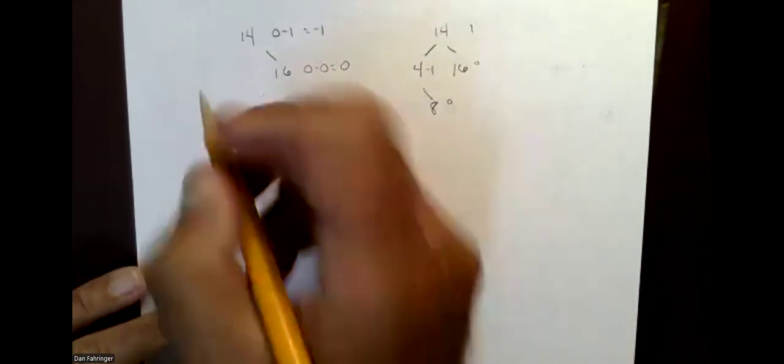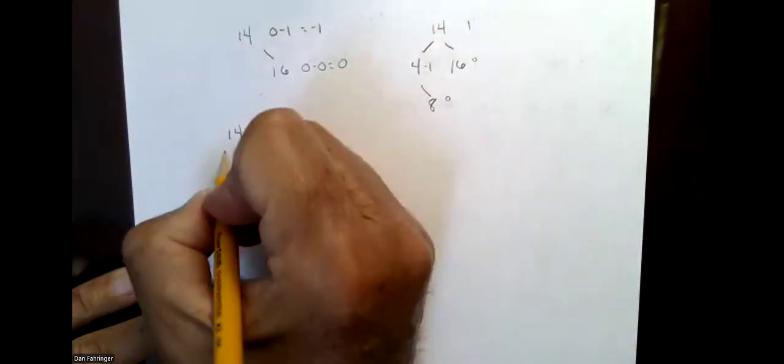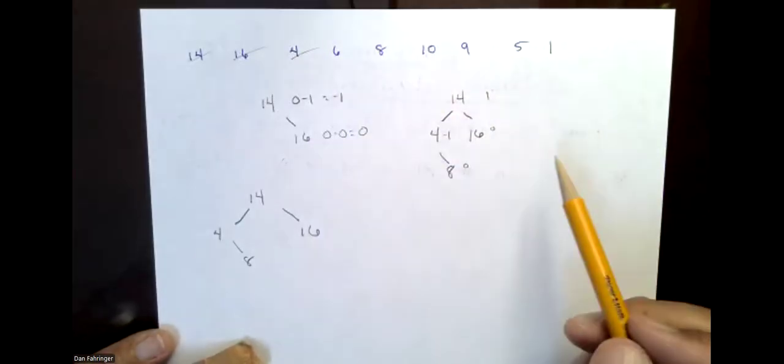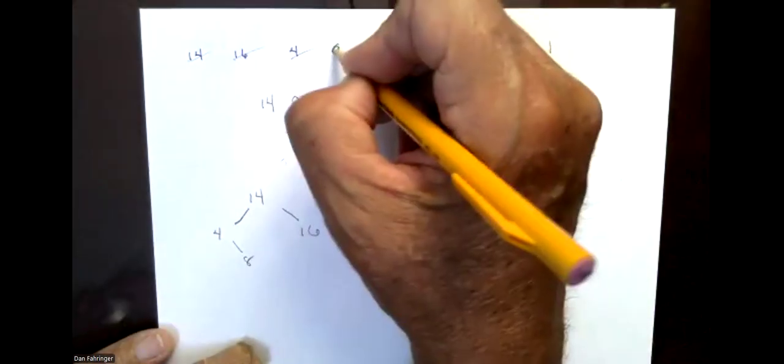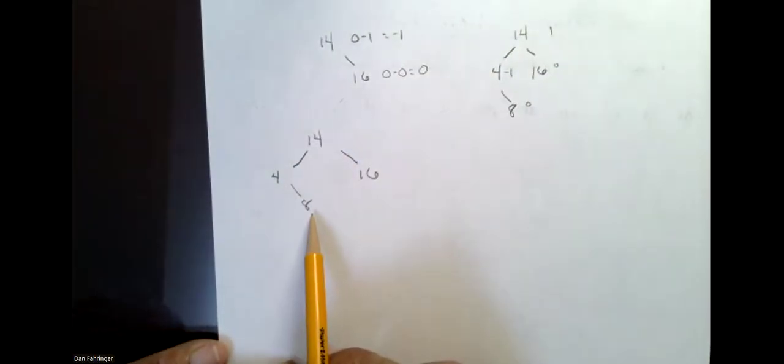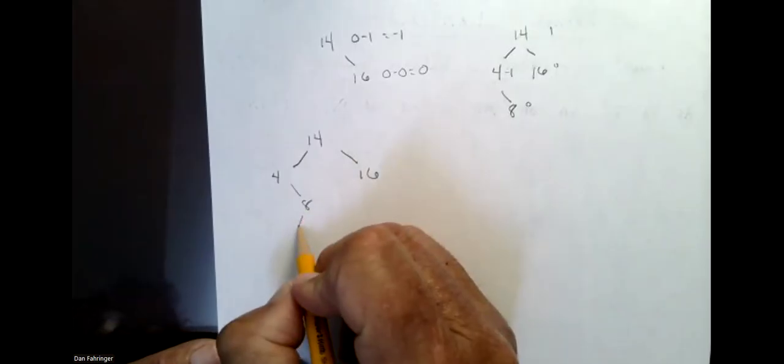All right, let's keep adding numbers. 14, I have 4, I have 8, I have 16. Oops, looks like I did 8 before 6. Okay, now 6. Less than, greater than. Where is the 6 going to go? Down here, right?